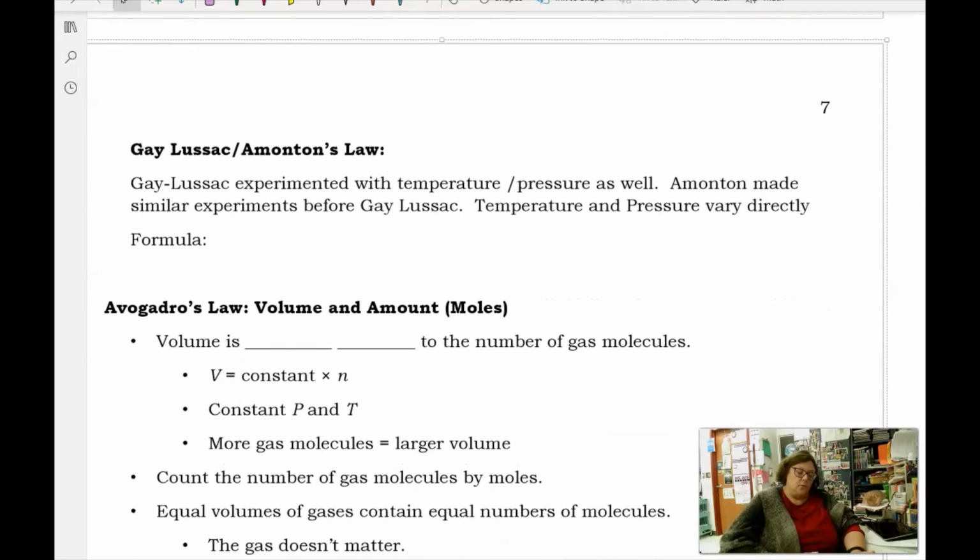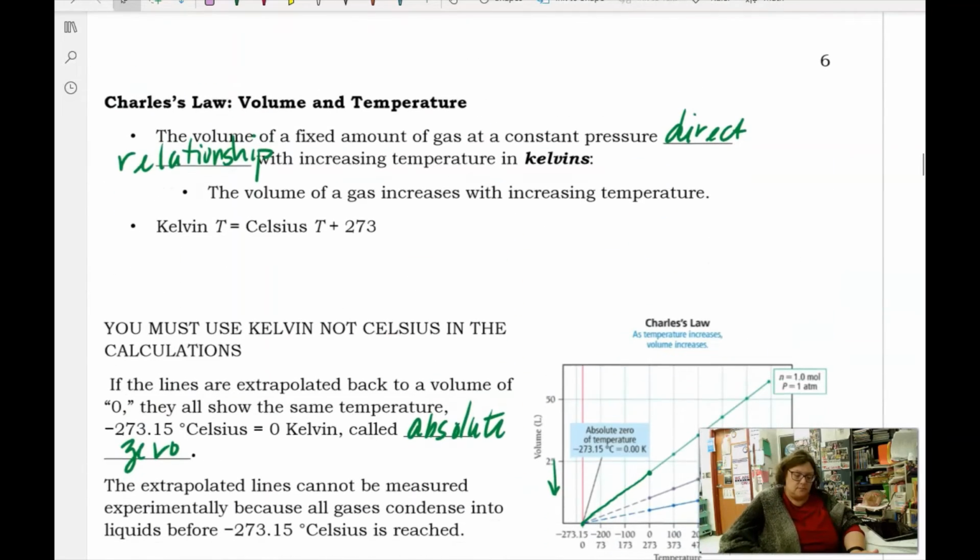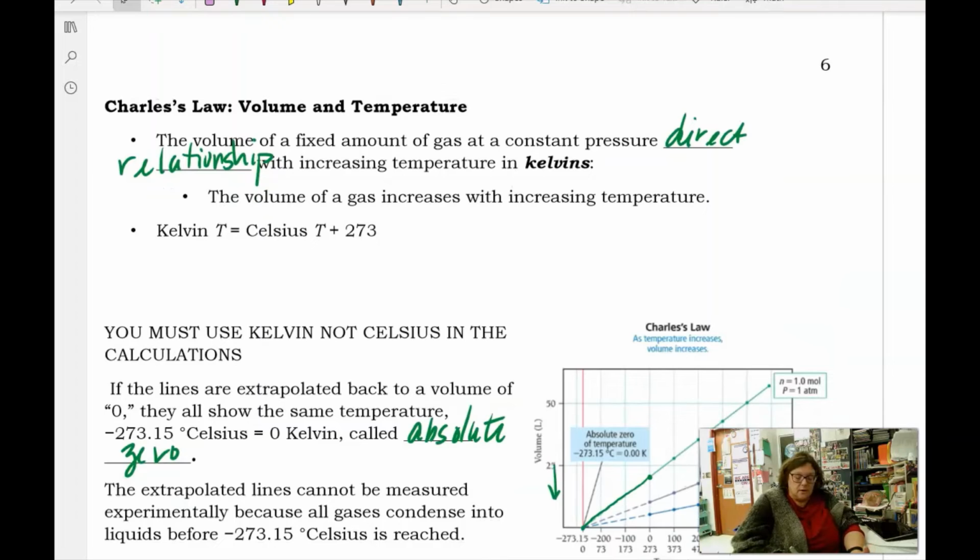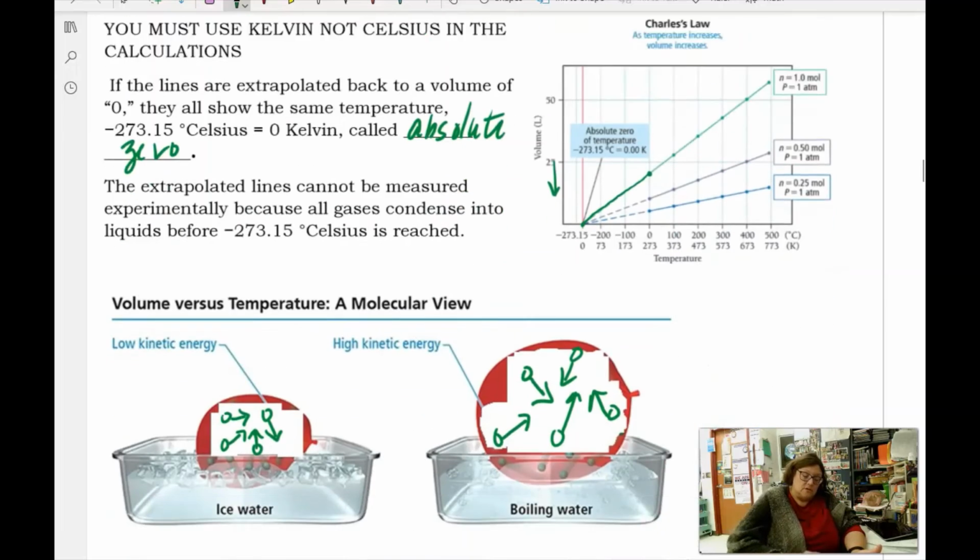The third law, oh, did we do the relationship? Let's put this back up here. Volume is directly related to temperature. And so if you've got a gas and you change its volume, you can figure out what its temperature is going to be by plugging in numbers into those values.